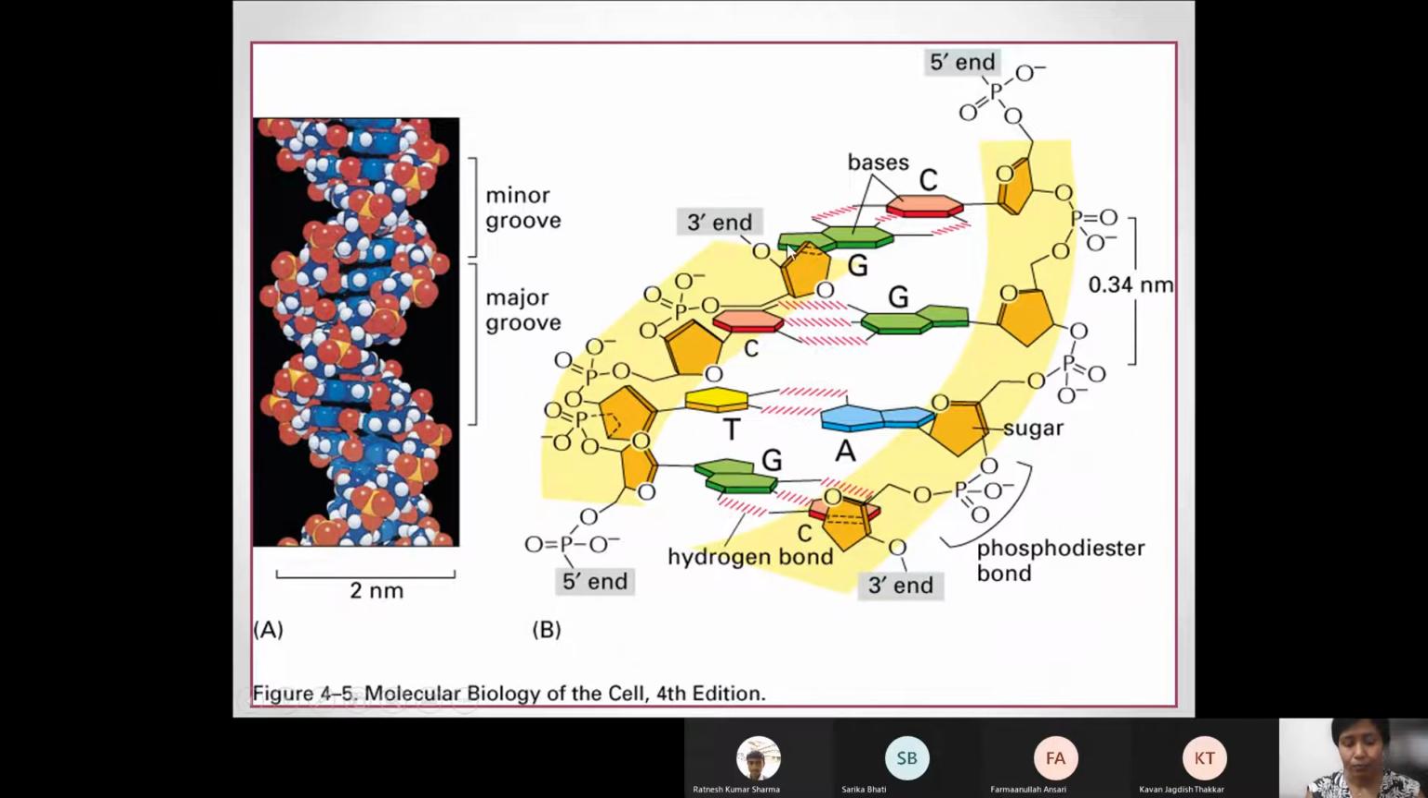So in this way, what it forms are these kind of polymerized chains, and each of these polymerized chains is actually protruding one of these nitrogenous bases towards the inside of a double helix. So this is the structure of a DNA double helix.